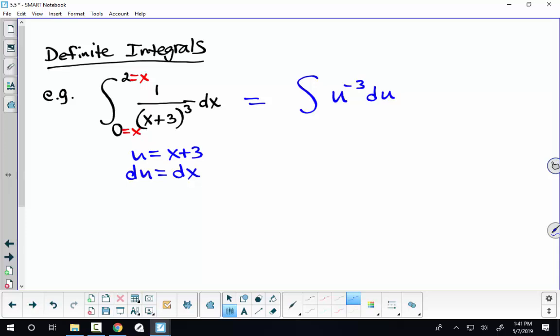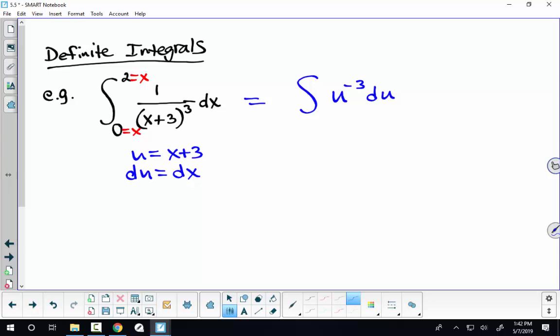And so here you have two options. You either need to find the new bounds in terms of u, or you can find the antiderivative of that, resubstitute back for x, and then use the original 0 to 2 once we're dealing with x. Does that make sense?